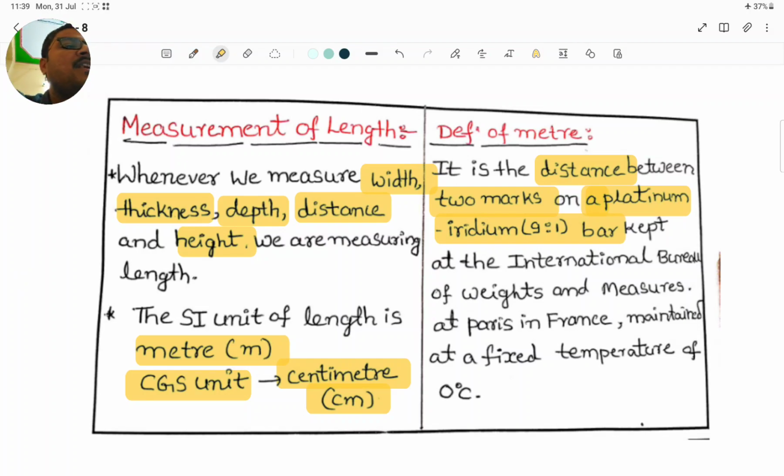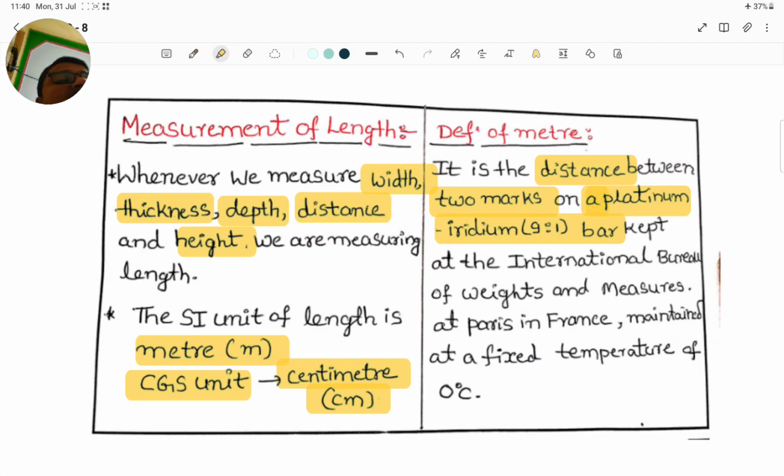Two marks, where are they present? On a platinum iridium bar. Platinum and iridium are both metals. The platinum iridium bar has two marks, so the distance between these two marks is called meter. The bar was kept at Paris in France, at the International Bureau of Weights and Measures, which is an organization. In that situation the temperature maintained is 0 degrees Celsius.